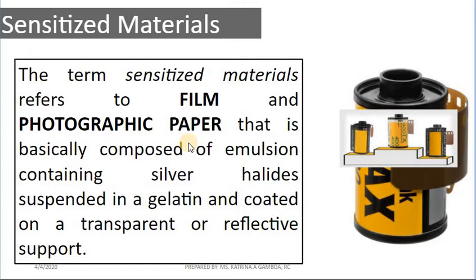Bakit sila sensitive sa light? Kasi kapag na-expose na sa light, itong mga silver halides niya, yung mga chemicals within it, masisira. Hindi na siya magagamit for photography. Hindi mo na siya pwedeng ilagay sa camera kasi wala na siyang kakayahang mag-capture ng image. Kaya sila tinatawag na sensitized materials. So, ito yung film and photographic paper. Ang photographic paper, hindi ito yung simpleng photo paper lang na alam nyo na pwede nyo i-print. Hindi po. Iba yung photographic paper.